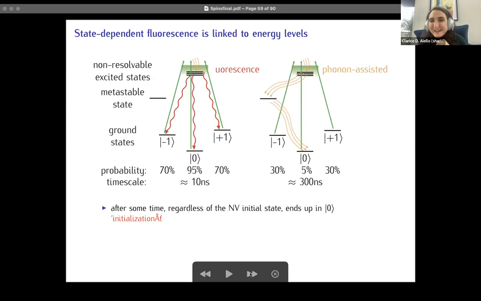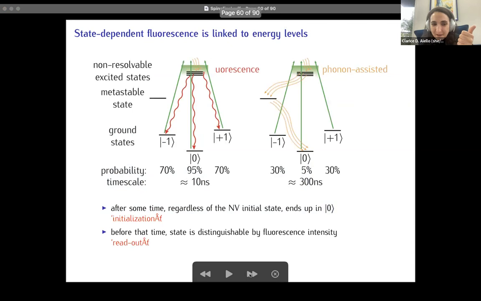So the first thing that you see, and forget about this thing in red, it shouldn't have been there, but the first conclusion is that after some time, if you're doing this cycle many, many times, if you're shining light constantly onto this spin, at some point you're emitting light back and forth. At some point, though, this non-radiative pathway that does not emit light is going to kick in. So basically, regardless of where you started, if you keep shining light, at some point you end up in this state zero.